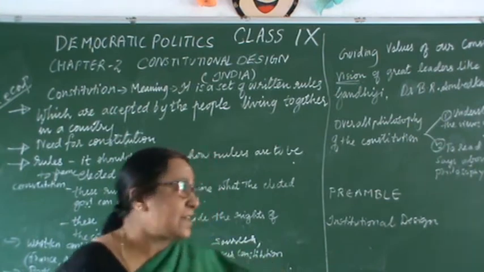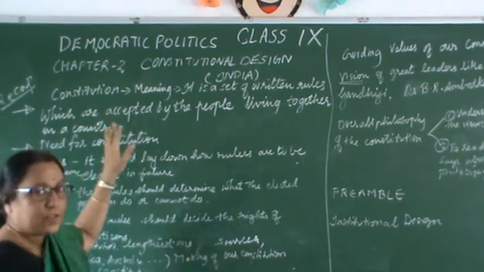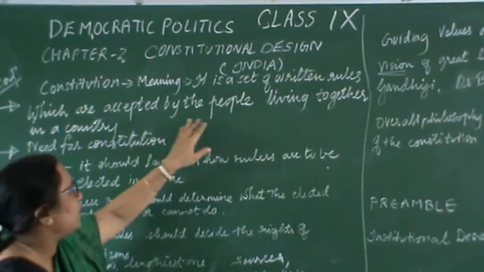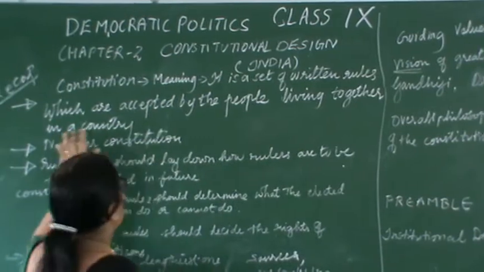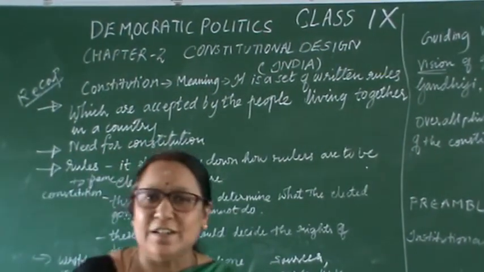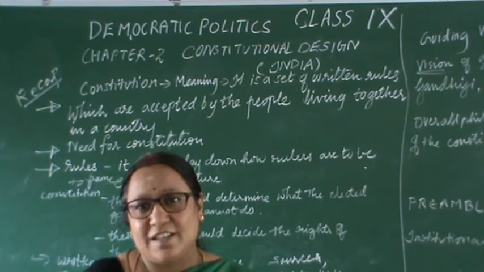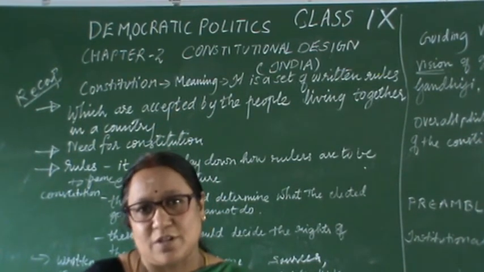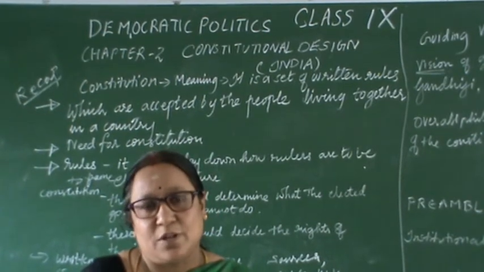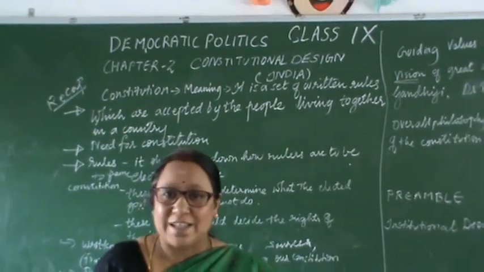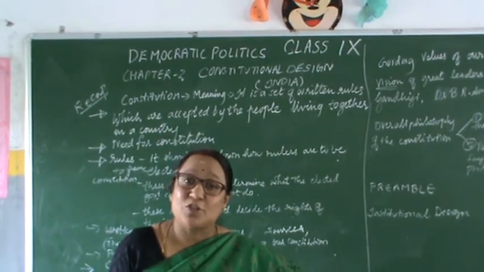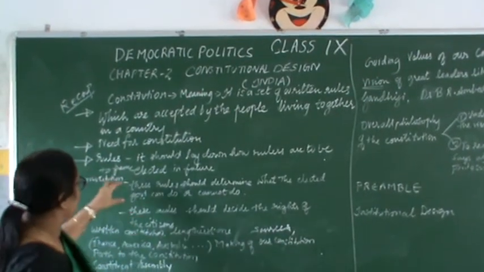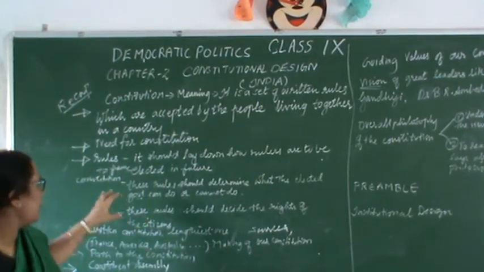Now once again let us understand the meaning of constitution. What is it? It is a set of written rules which are accepted by the people living together in a country. India's constitution is a written constitution. It's the lengthiest constitution. Why do we need a constitution? How are the people to be ruled? When the government is elected to power, what can they do? What should they not do? These are certain rules which are kept in mind when the constitution is framed.